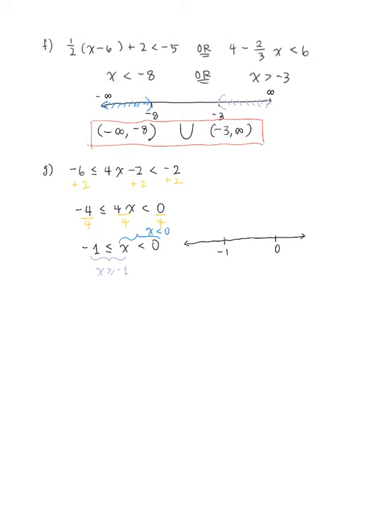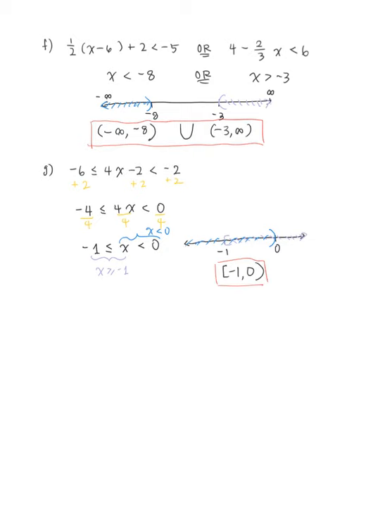Okay, so in that case, let me just color code it here. X is greater or equal to negative 1. All right, and then x is less than 0. So this is going to be open. And I'm going to shade. Where do they overlap? Negative 1 to 0, open. So that's going to be our answer.